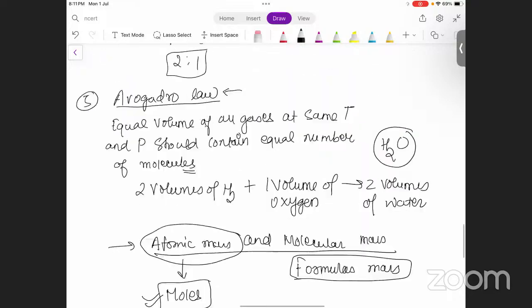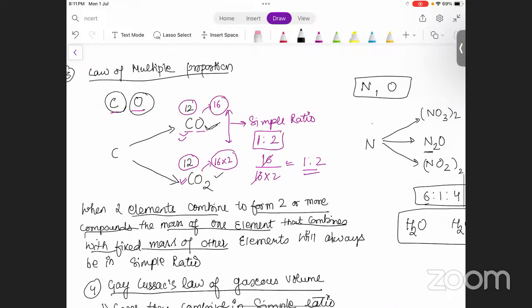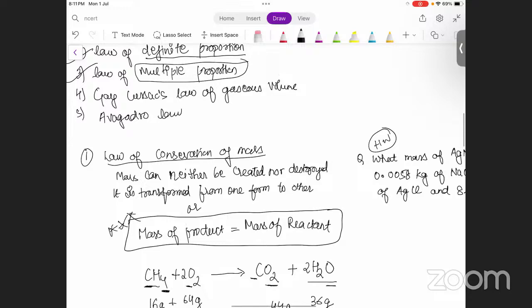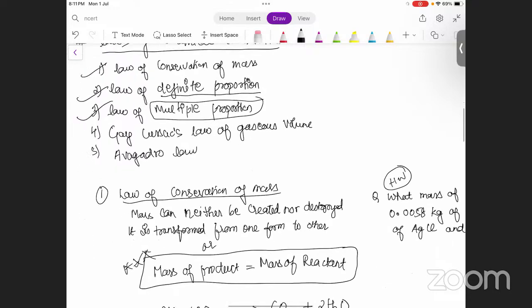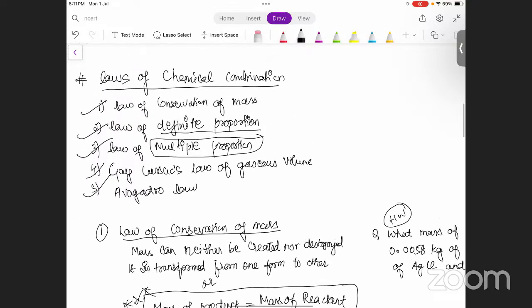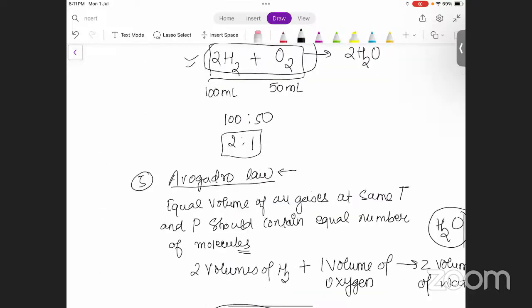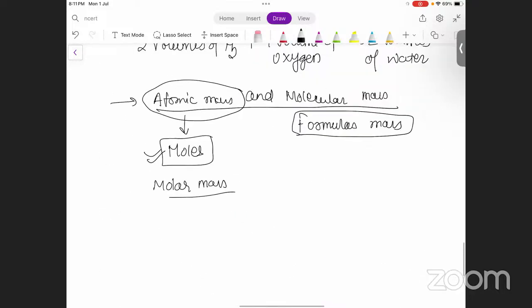Okay. So now we'll take the doubts. We have completed the laws of chemical combination. Now in the next class, we'll learn about the atomic and molecular masses. After that, we'll see about limiting reagents and some concentration terms. Then we will be done with the basic concepts. So let's see the questions that you have.